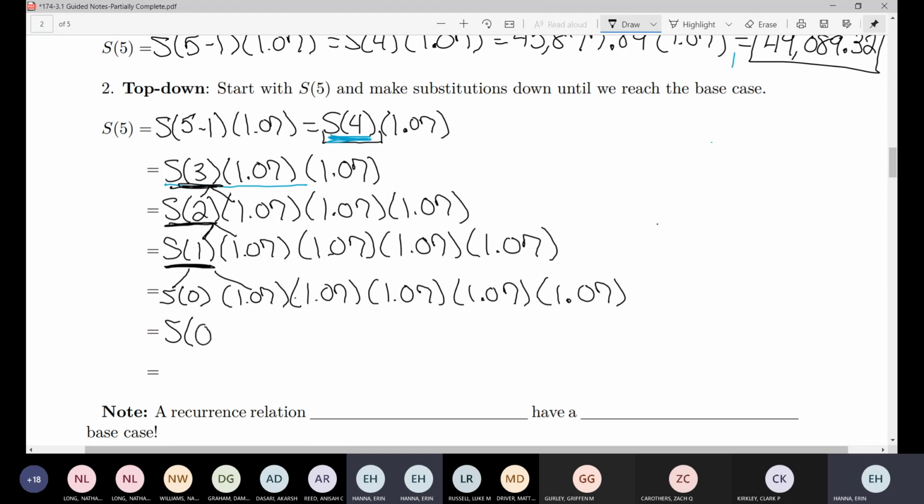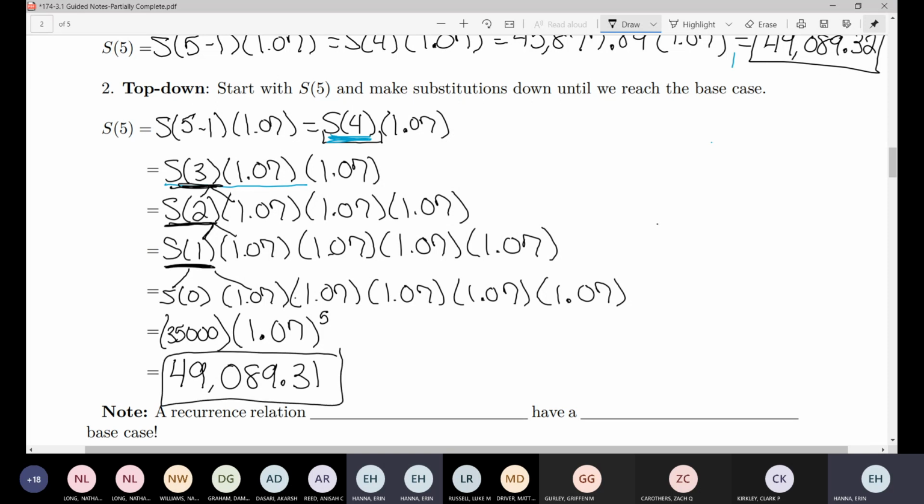Now, if you want, you can also rewrite this a tiny bit more and just group all those 1.07s together and just say 1.07 to the 5th. And then you could punch that into a calculator. Well, sorry, I should have replaced S of 0 with what it is before you punch it into a calculator. So S of 0 was 35,000. Now this is going to give you $49,089.31.